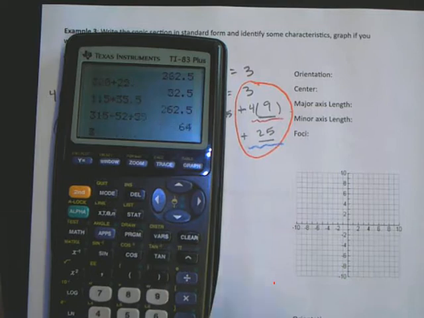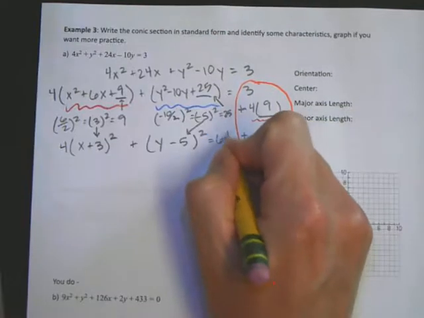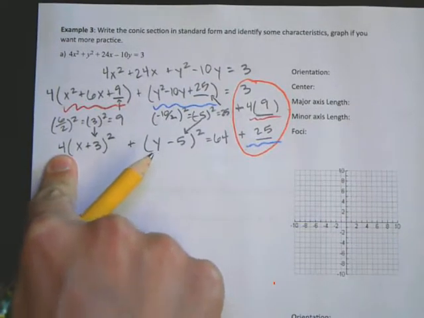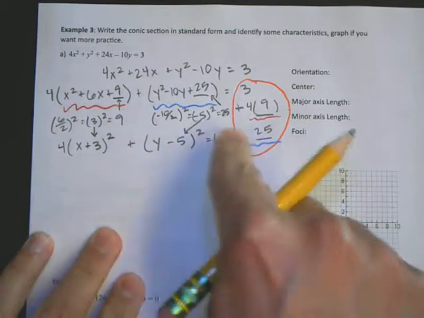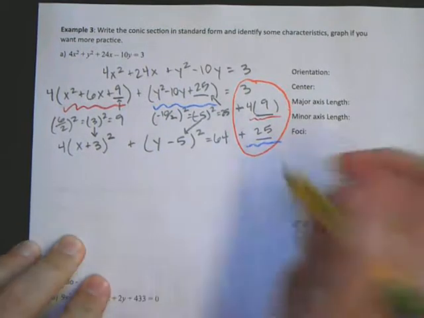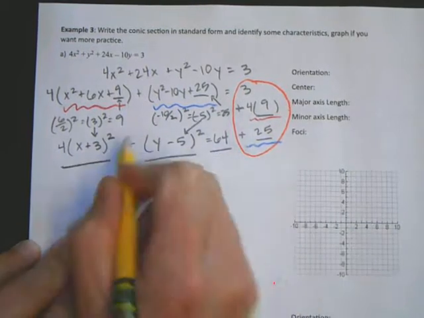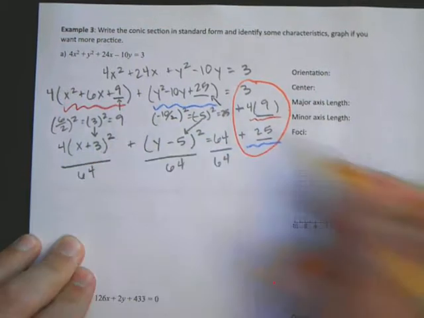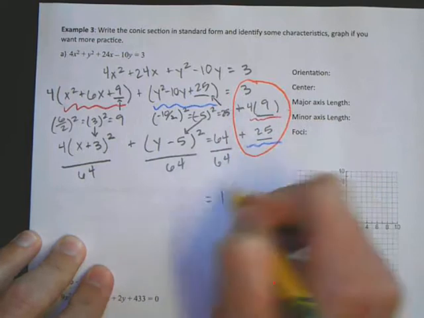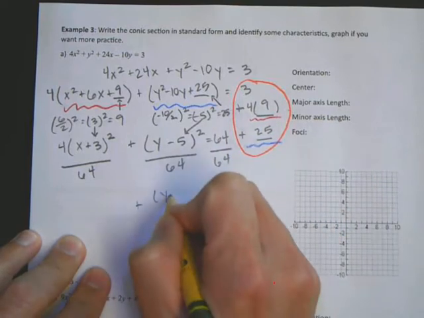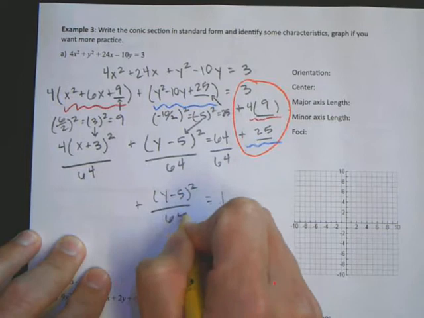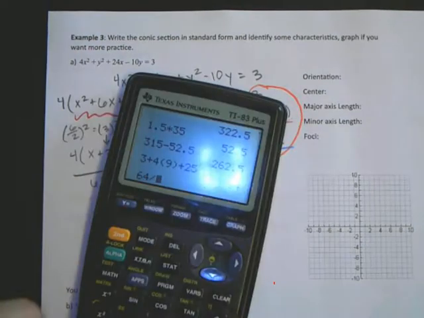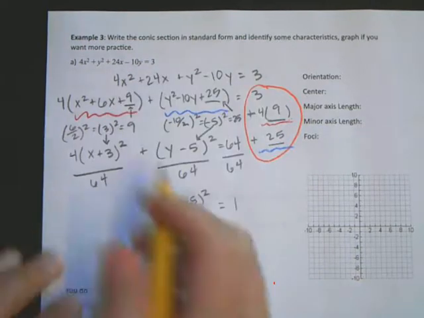And then the last step, we got to get rid of that a. No, we don't. Well, we will get rid of it. What we need is for this number to be a 1. So divide everything by that number. 64, 64, 64. And what happens is we get 1 equals (y minus 5) squared over 64. And 4 over 64 simplifies to 1 over 16. (x plus 3) squared over 16.